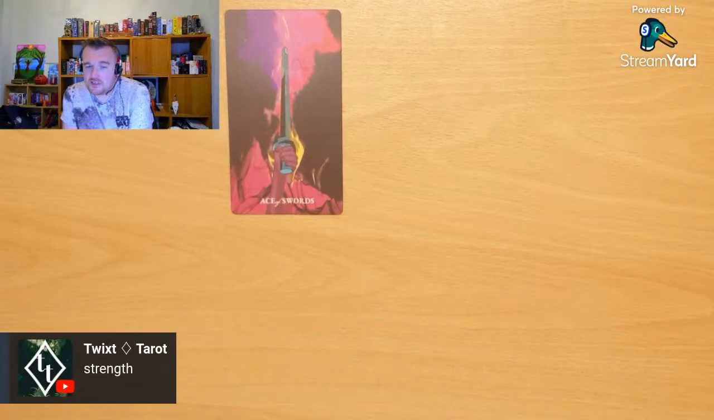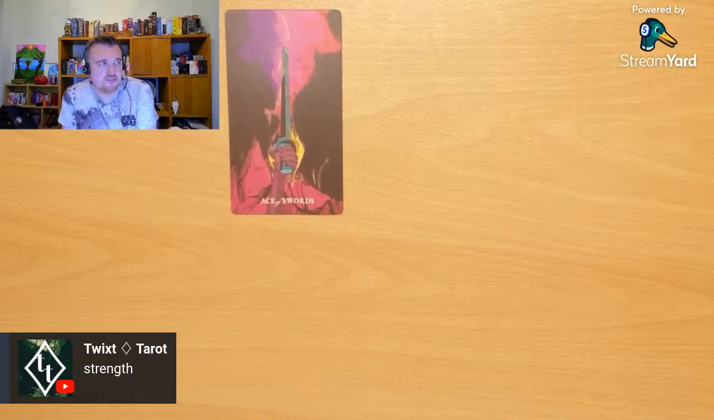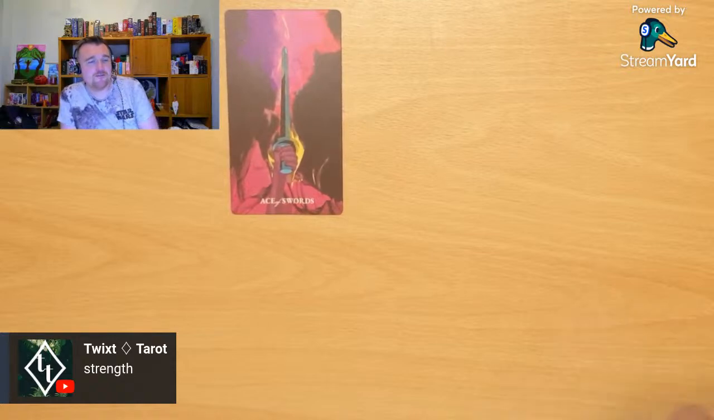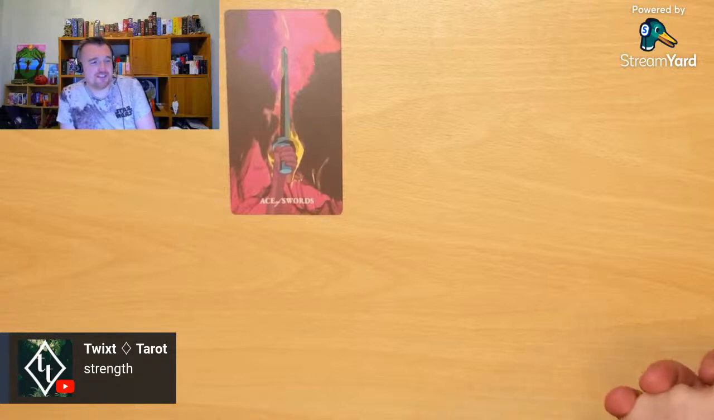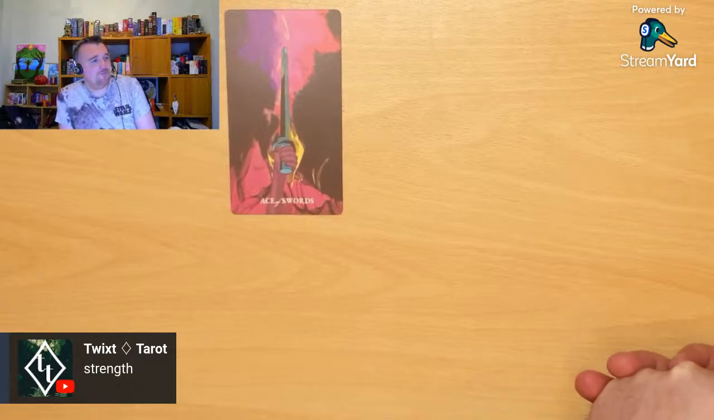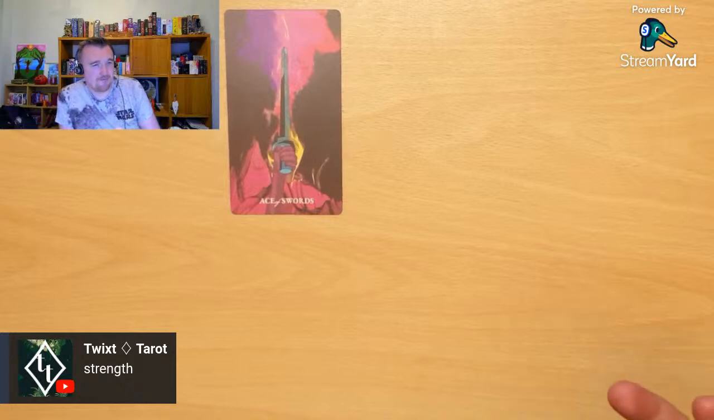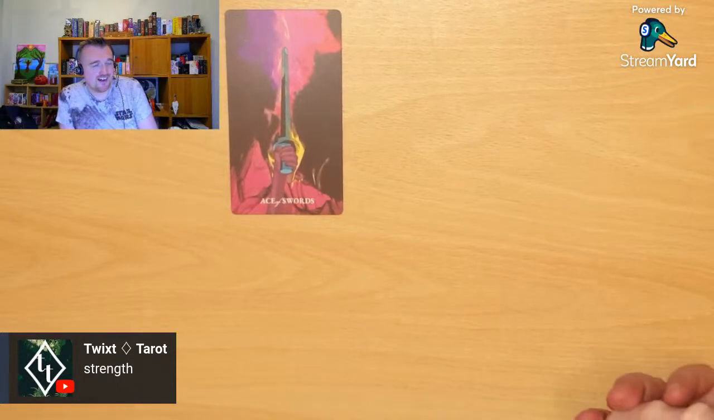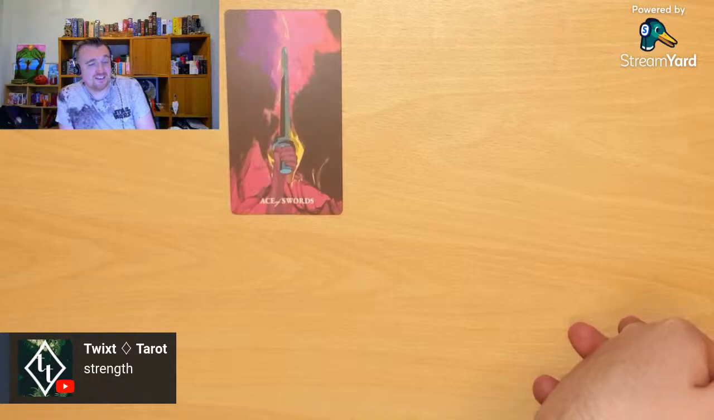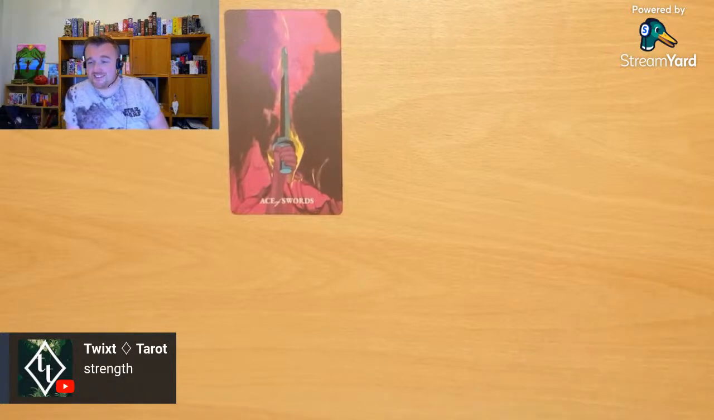Strength for Twixt Tarot. Okay, so confidence. Your confidence, your self-esteem, your sense of self-worth is at the very core of who you are. That kind of fire, also that kind of animal side of yourself as well. So that would suggest to me, Twixt, that you're a fierce person, a very fiery and fierce personality. And that's a compliment.